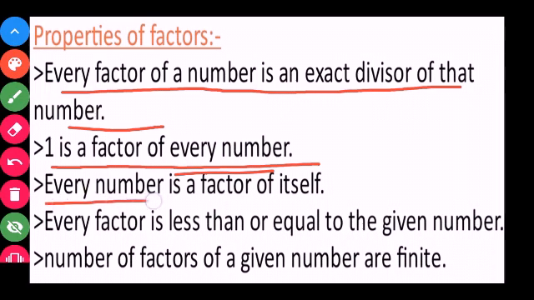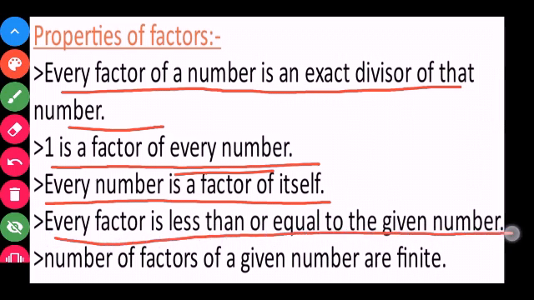Next, every number is a factor of itself. This is a very important property. Why? Because for any number, that number divides itself. Next, every factor is less than or equal to the given number. This is a very important property.